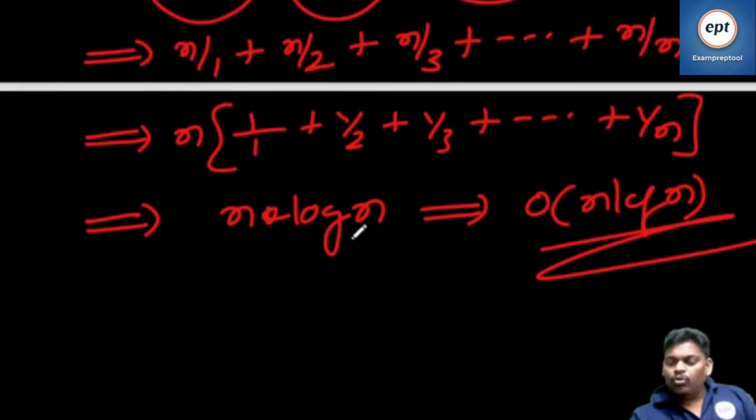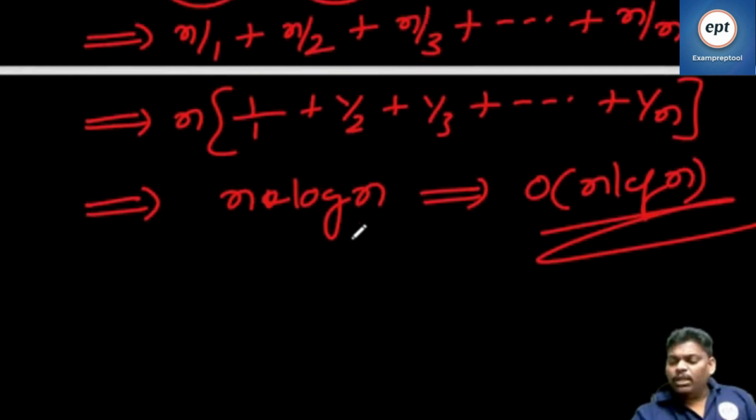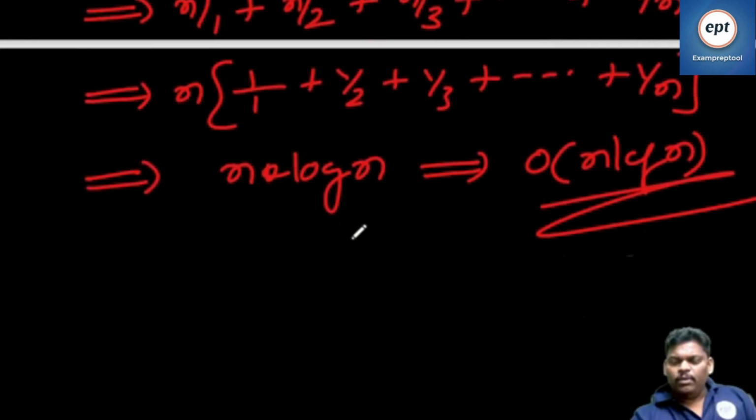Inner loops and dependency. Suppose inner loops have no dependency, multiply. If the inner loop has dependency, one series will come like this. You have to get the series.